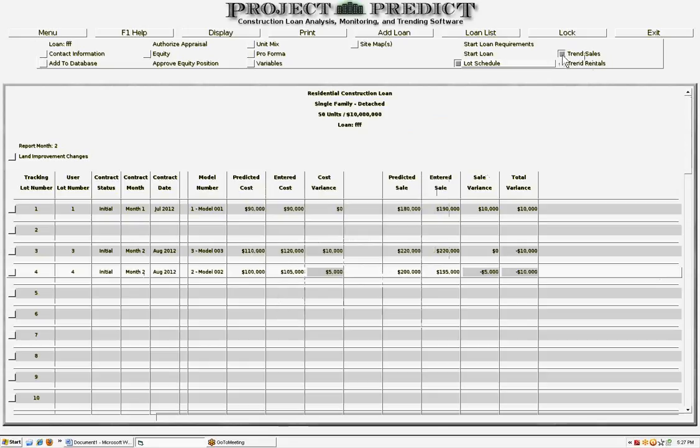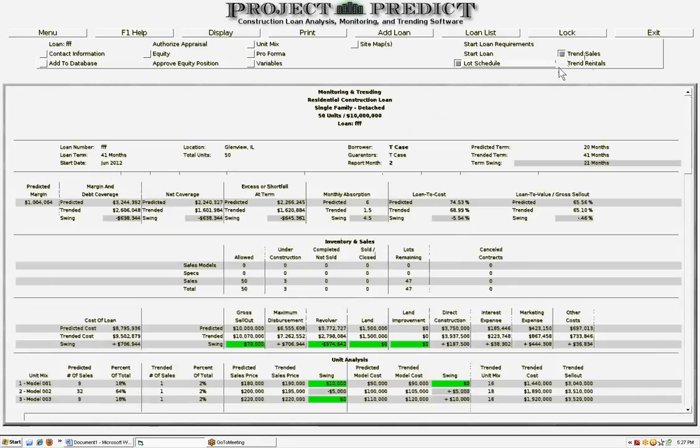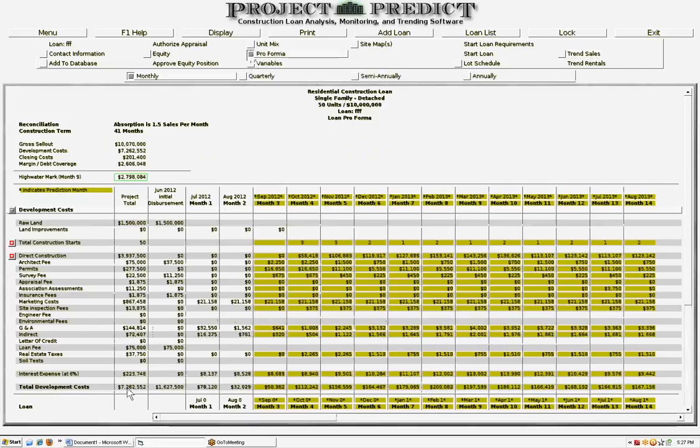Move up the trend. We're down to 41 months, but we're still looking at in excess of 700,000. Where's that reflected? Let's go to the pro forma. We'll do the loan pro forma and show you where that number is. Right there. This is the trend that the development is headed toward. What this means is this is the way these dollars are going to be dispersed. This is the net coverage or margin.